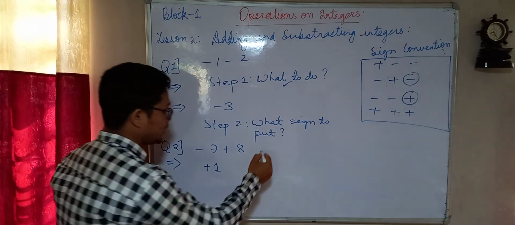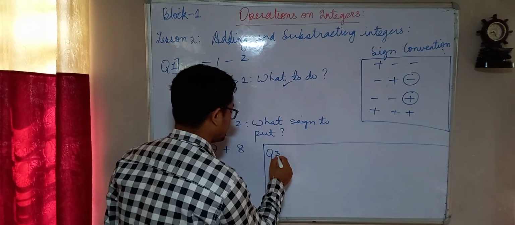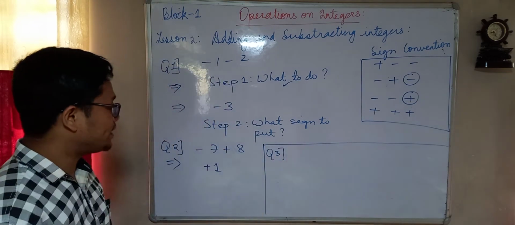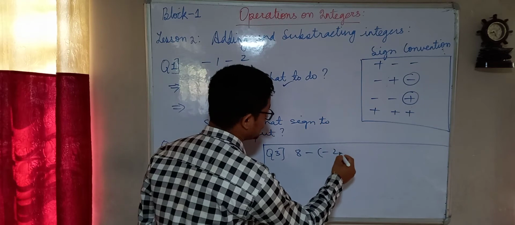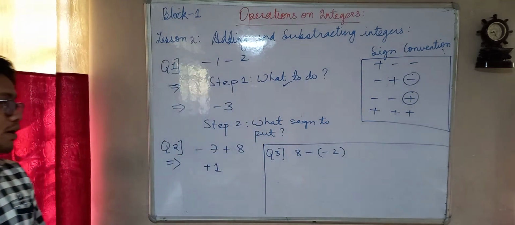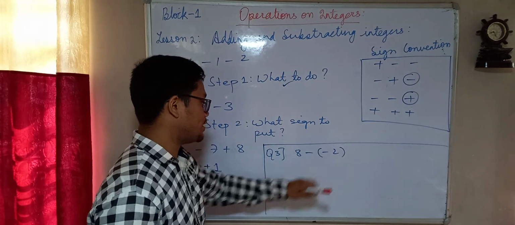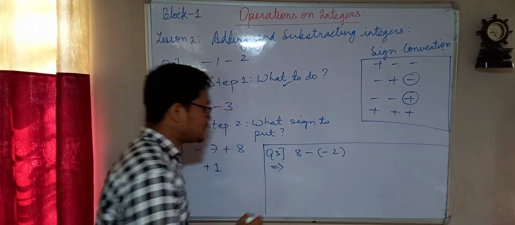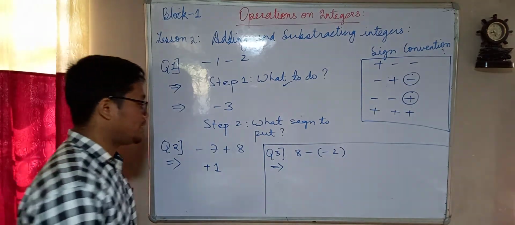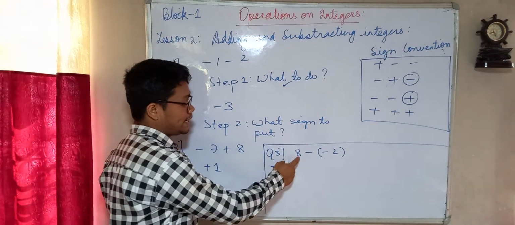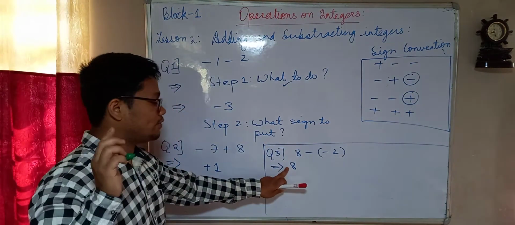Okay, children. Now again, let me teach you another question. Question number 3. How to do a different type of question. Just imagine if there is something like this: 8 minus 2. Now children, if you look, this 2 has 2 signs before it. What you have to always remember is, a number can have only one sign before it. If you look over here, 8 has a plus sign before it, so it is satisfied, it has only one sign before it.